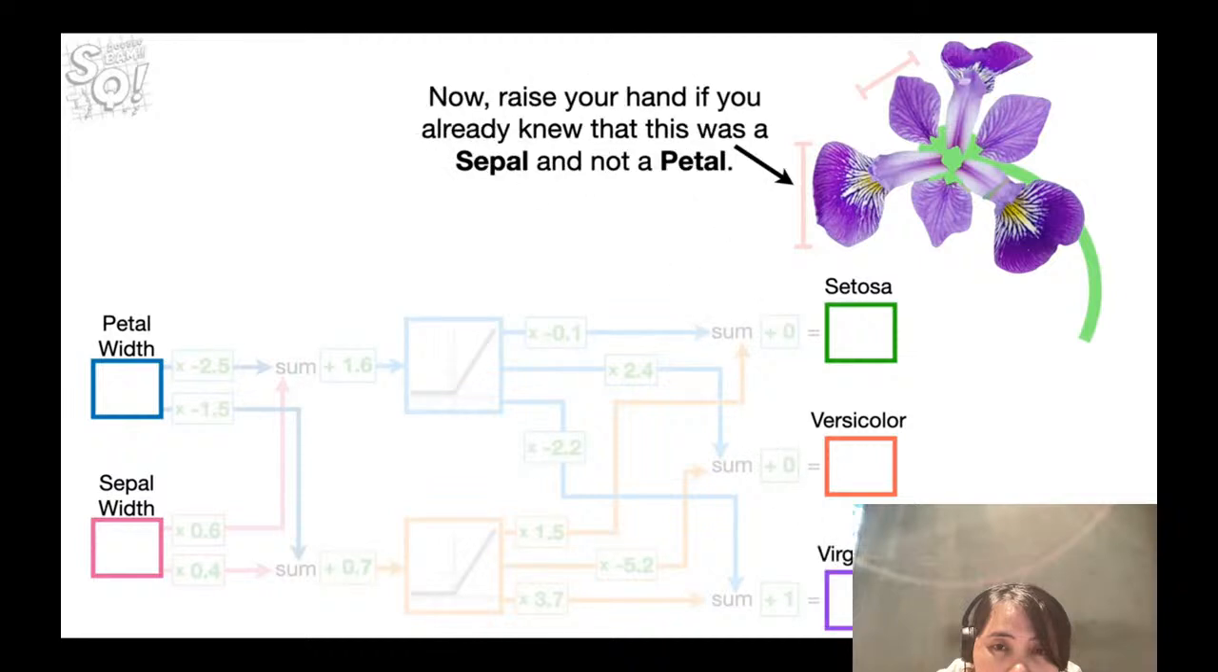Now, raise your hand if you already knew that this was a sepal and not a petal. Not me. I thought they were all petals.